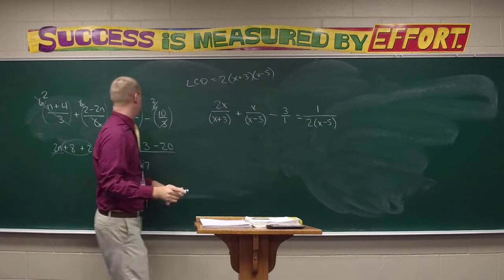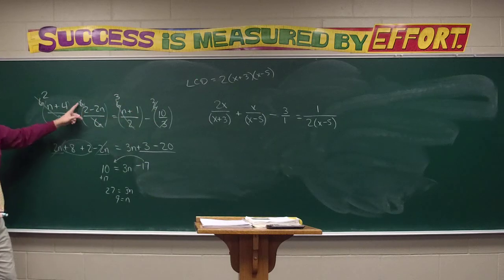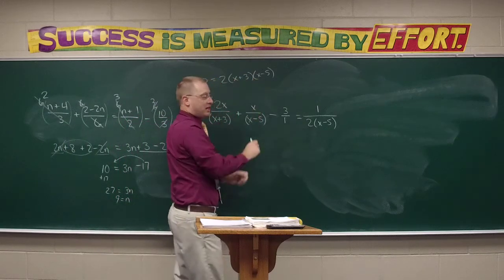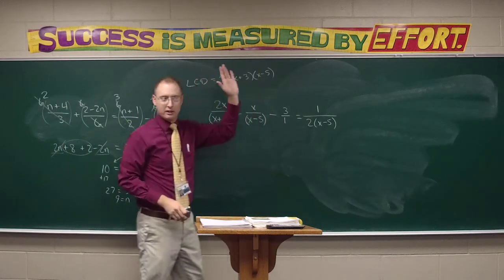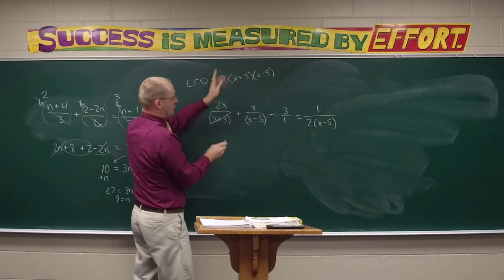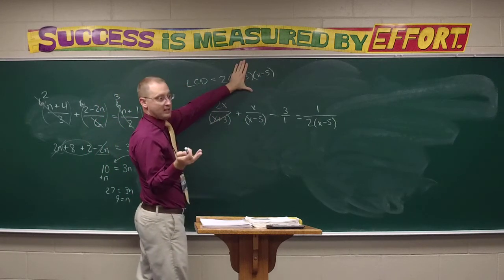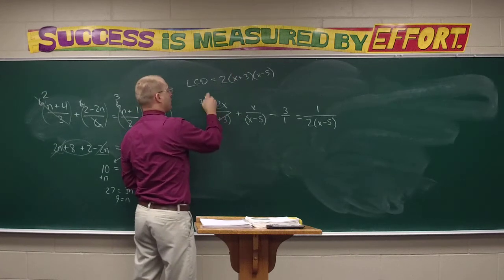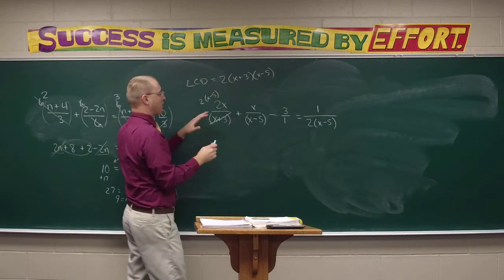Now here's the difference. I don't mind putting a little 6 next to everything, but I'm way too lazy to write 2 times x plus 3 times x minus 5. Y'all lazy with me? Okay, so I'm just going to look and say, I know the x plus 3 is going to cancel with that. But what's still left, class? The 2 and the x minus 5. So I'm going to put the 2 and the x minus 5. I'm not going to write what's canceled.